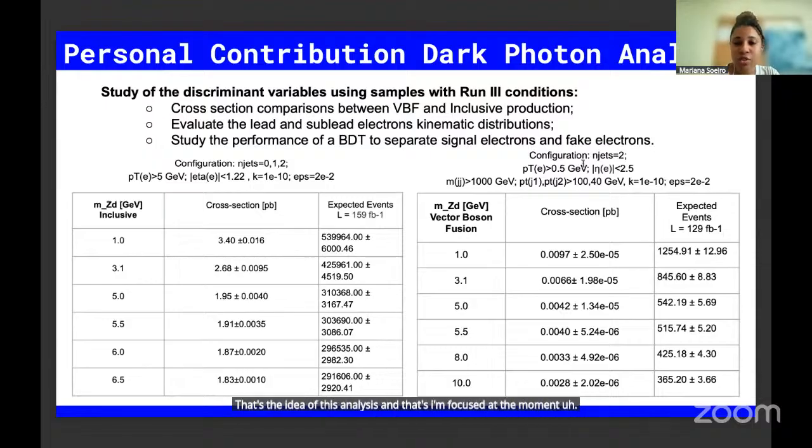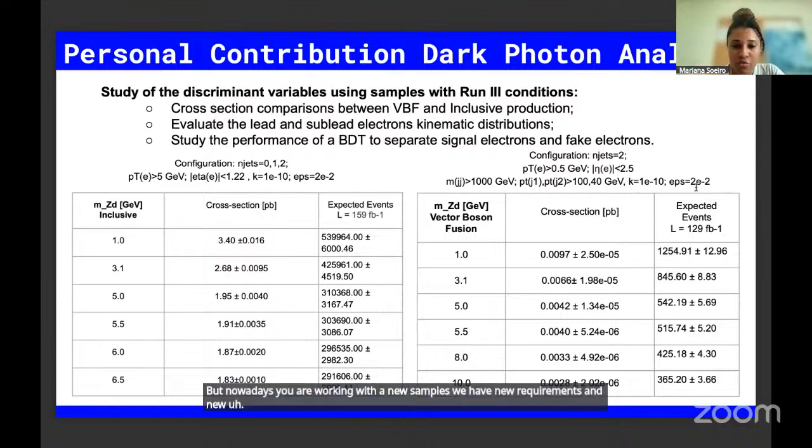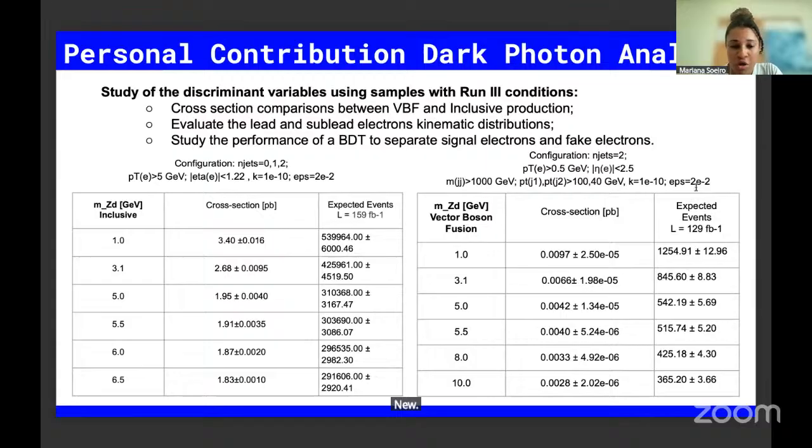We basically used the configuration of two jets at the beginning, using PT with these requirements, and MJJ and the other ones. But nowadays we are working with new samples. We have new requirements and new statistics to work on.